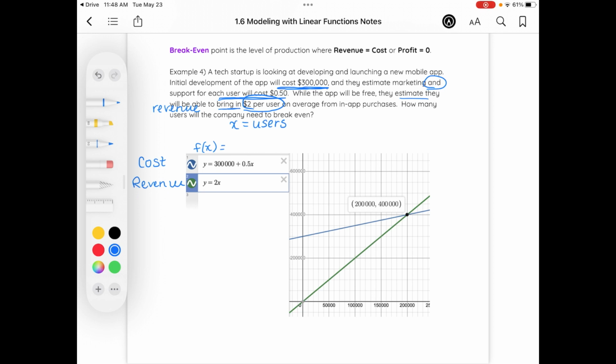So what does this look like then? The blue line is the cost. The green line is our revenue. Where they intersect is the break-even point. Remember, our x value represented the users and the y value is the dollar amount. So in order to break even, the company will need to have 200,000 users.